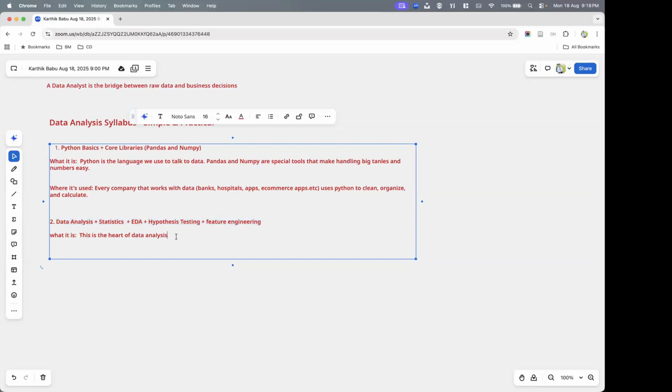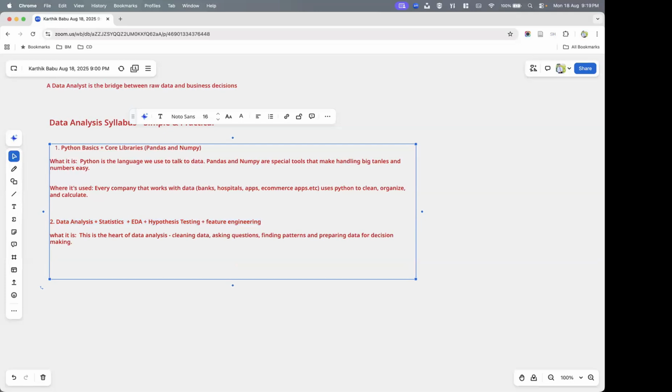So what is this one? This is the heart of data analysis. And what is it helping us to do? It is cleaning data and asking questions, asking the right questions, finding patterns, and preparing data for decision making.